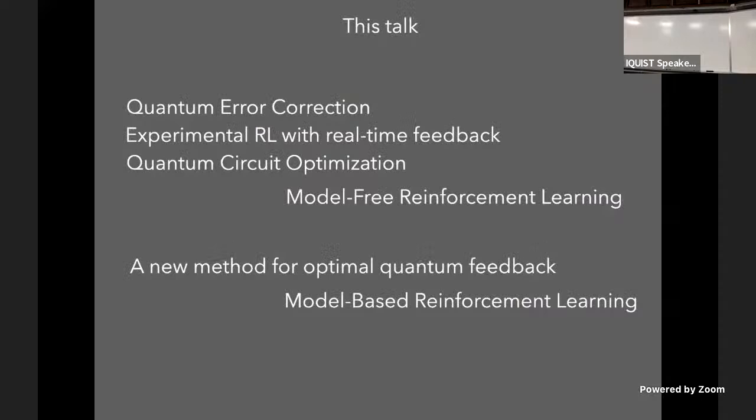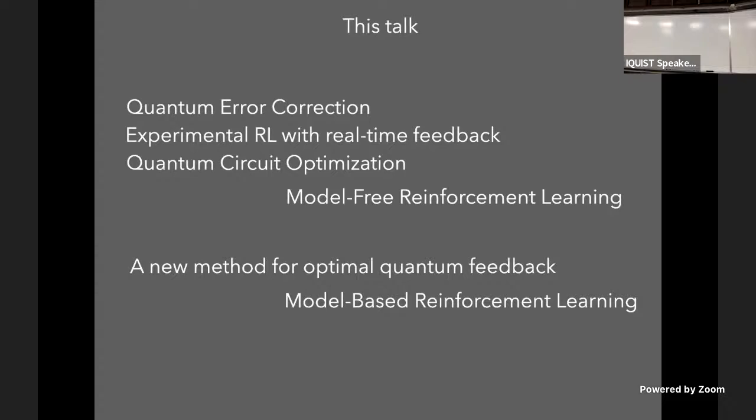And so in this talk, I will try to introduce to you a set of examples where we have shown how to use reinforcement learning to improve quantum technologies. These will include correction, and applying reinforcement learning experimentally to a real qubit device. They all fall under the headline of model-free reinforcement learning. We are not making use of any model of the quantum system. And then, in the last part of the talk, I will tell you that if you do have a reliable model, you can even improve the performance.